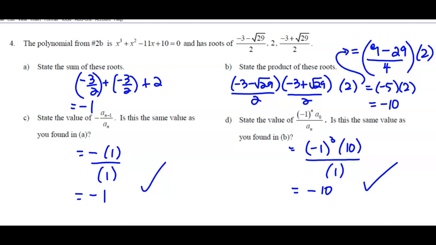Wait, Miss McKay, I used n as 2 for the product, the letter D, and I got a positive 10. Why would you use 2? n is 3, degree 3. You have to use whatever degree it is of the polynomial. n is the degree of the polynomial. Oh.